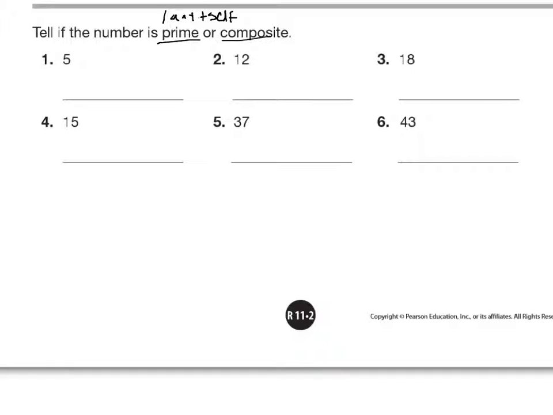And composite means there are more factors. Alright, so 5. 5 has 1 and 5. And are there any other things that can multiply to get 5? No, so yes, it is prime.